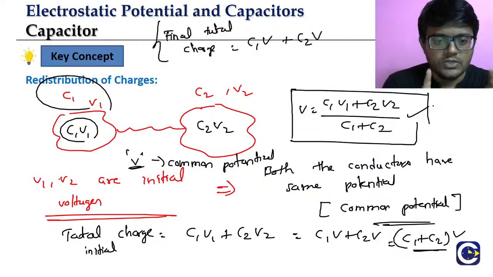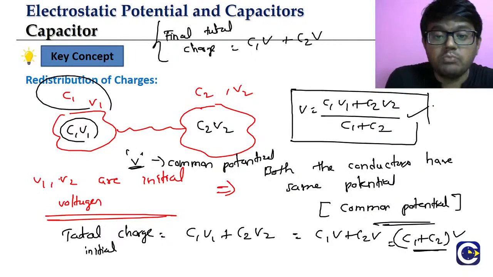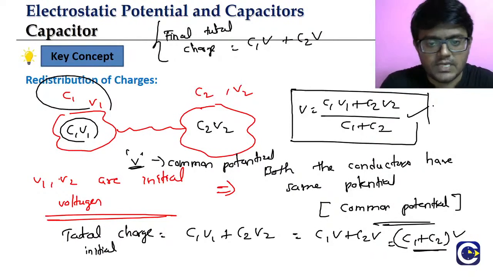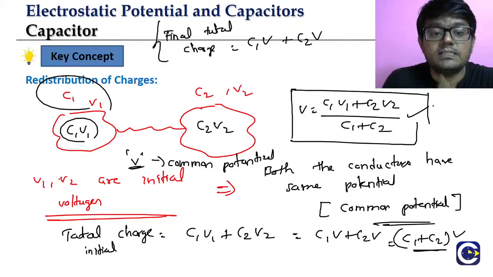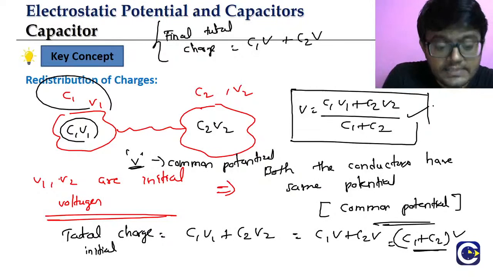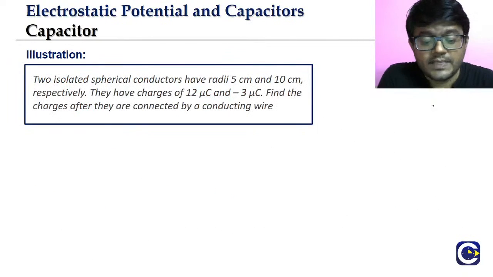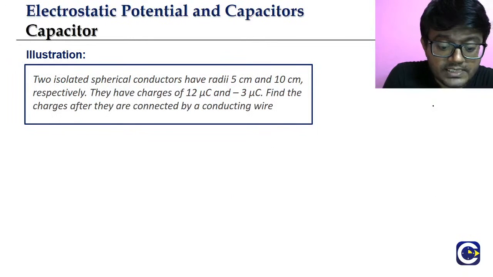So the result comes from the conservation of charge. Whatever the total initial charge is, we are equating it to the total final charge, and we are able to get the common potential. Now one point we have to keep in mind is that in the final stage, the potential value on both the conductors will be the same. Okay? Based on this, we even got some questions in past years.